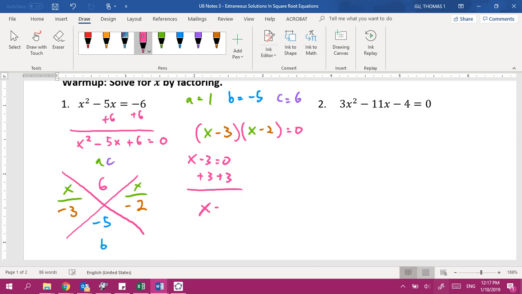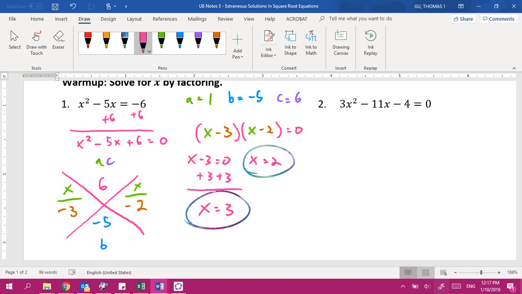So one of the answers is x equals 3. What's the other answer going to be? x equals 2. That is correct. So there are your answers. x equals 3 and x equals 2. Very good. So let's do the second warm-up problem. This one's a little more complicated because A is not 1.